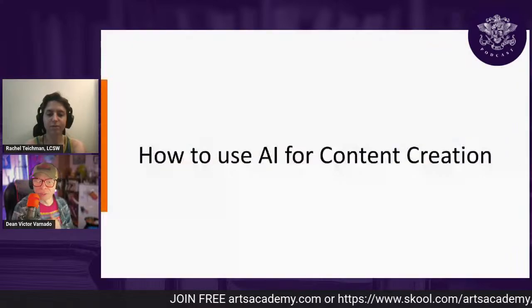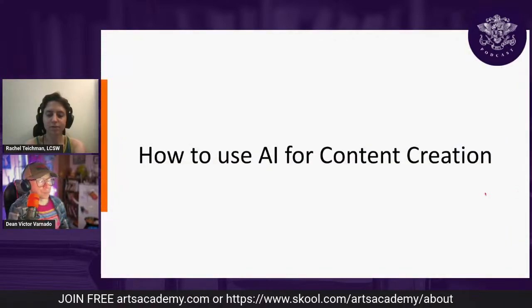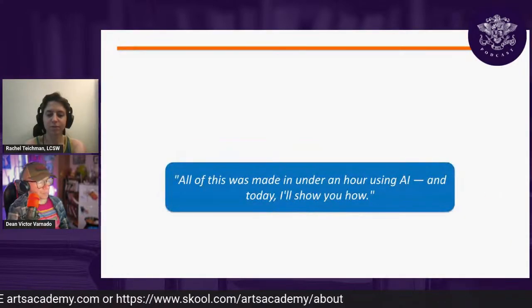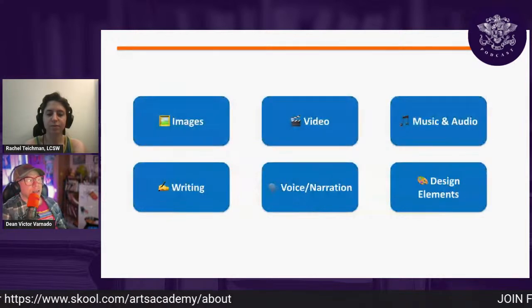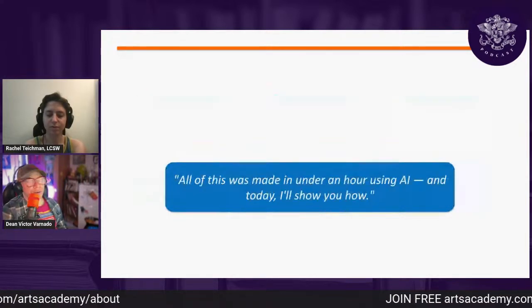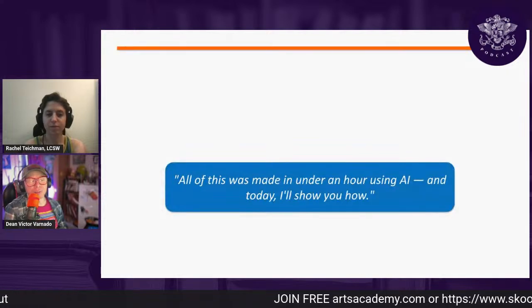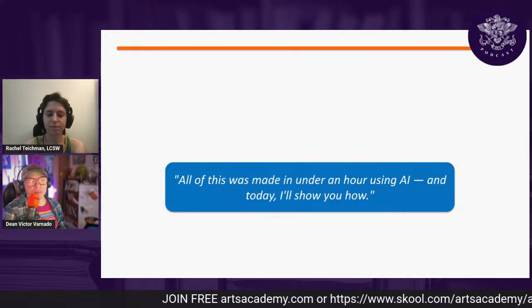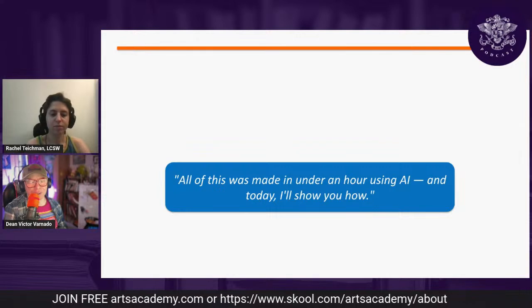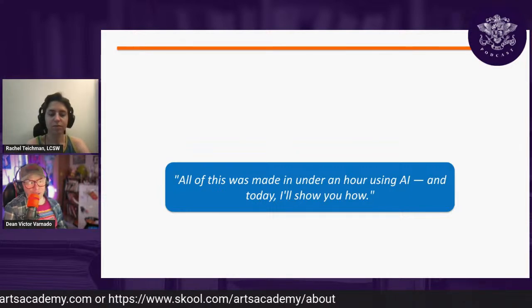Okay, so what we're going to do is we've got a slideshow where we're going to talk about the different things that AI can do for you, and then go through it. Let's start from the very beginning. All of this was made in an hour, but the things that I showed you were made with varying times. I think the shortest was maybe 20 minutes, and the longest maybe 2 or 3 hours, depending on what it was.